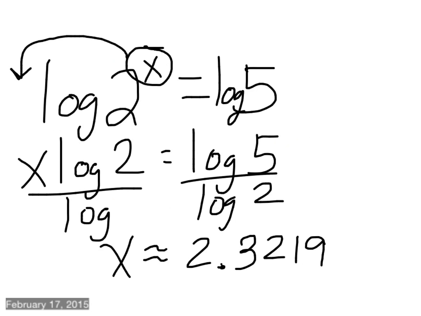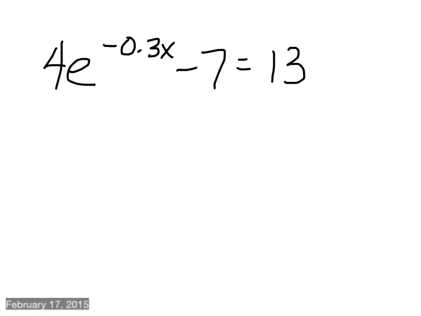All right. Then, if I've got one that looks like this, 4e to the negative 0.3x minus 7 equals 13. First and foremost, I need to make the exponent by itself, which it is not. That exponent is not by itself right now. Okay? This part right here needs to be all by its lonesome. It needs to be separated.